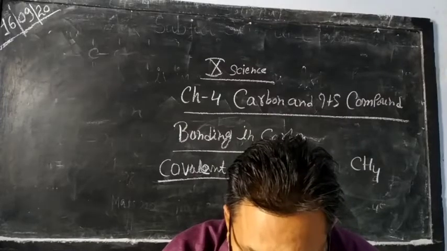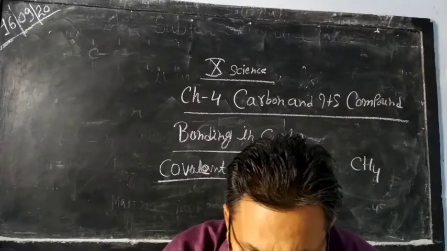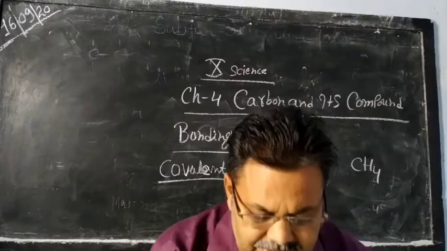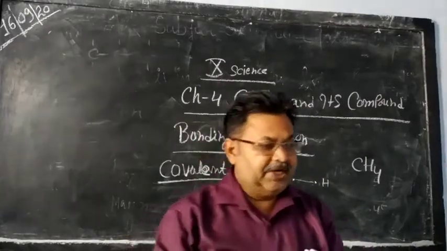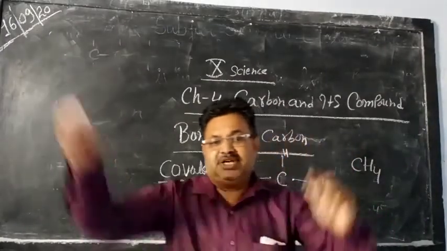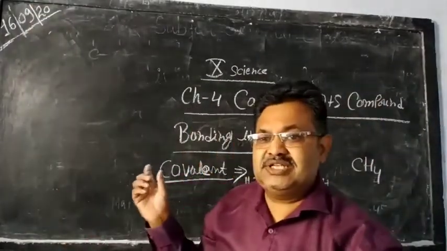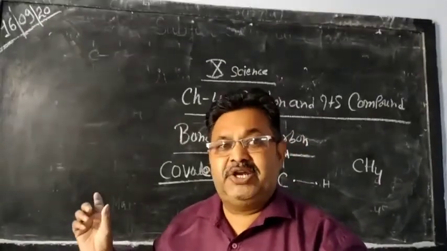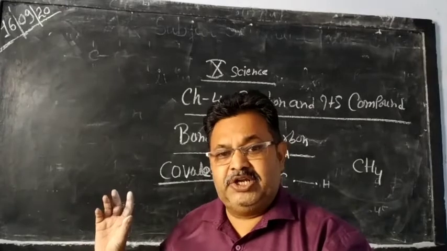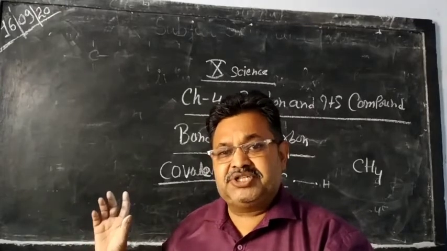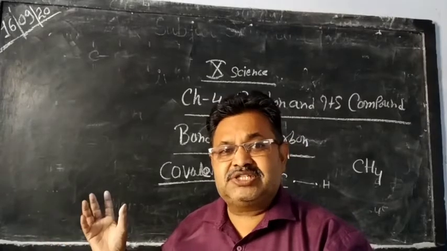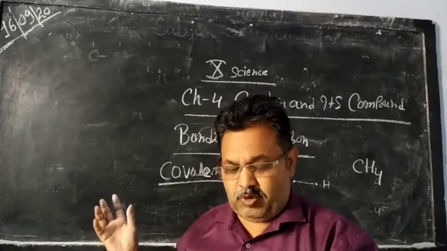Now the next topic is melting point and boiling point of some compounds of carbon. Melting point is the temperature when a substance is melting. This temperature is known as melting point. And boiling point is the temperature where the substance is boiling. So this temperature is known as its boiling point.